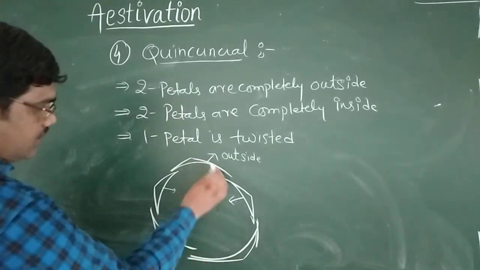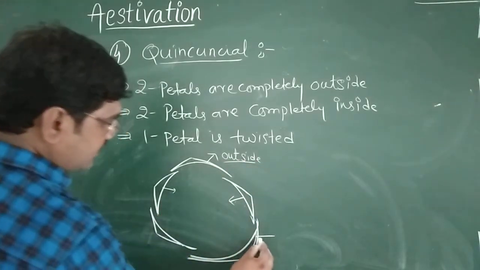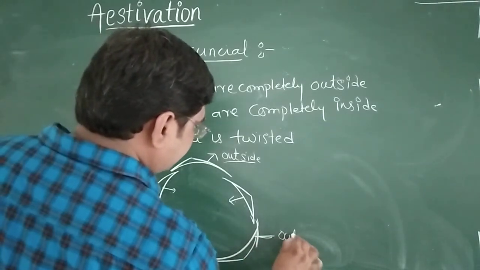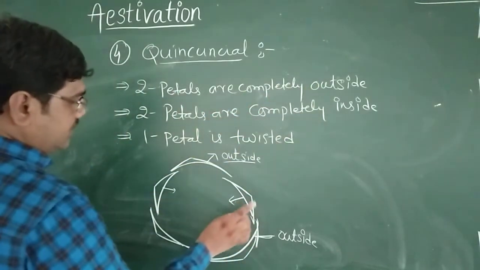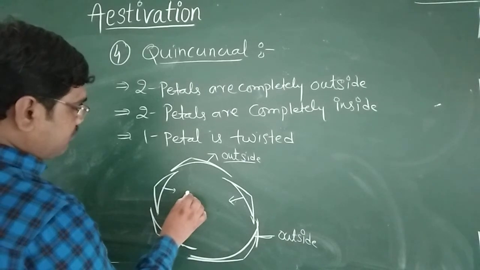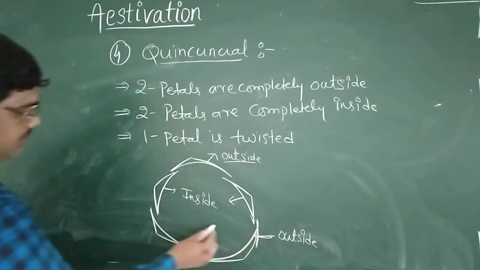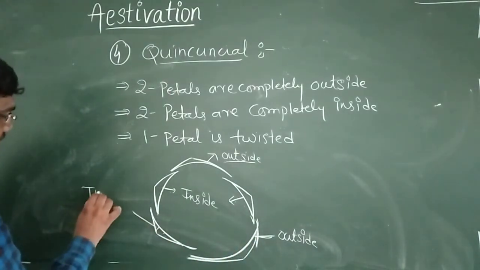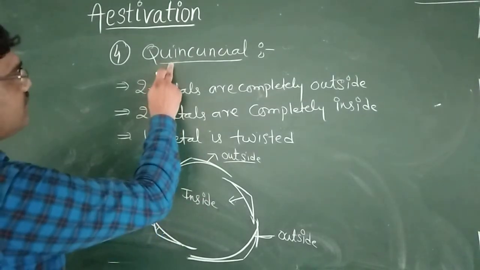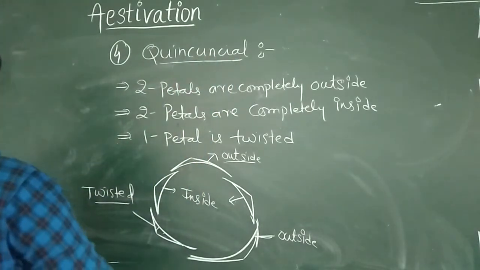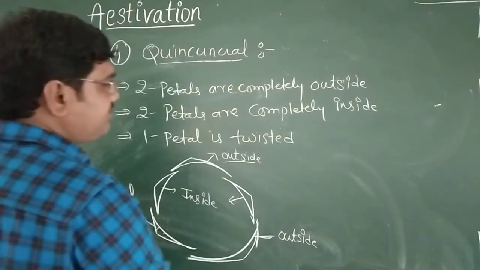Okay. So here this petal is completely outside, and this petal is completely outside. That means two petals are completely outside. The remaining two petals are completely inside. But the remaining one petal, this petal, is called twisted. So this type of arrangement is called quincuncial arrangement. What are the examples of quincuncial arrangement? Sepals of Ipomoea and sepals of Calotropis.